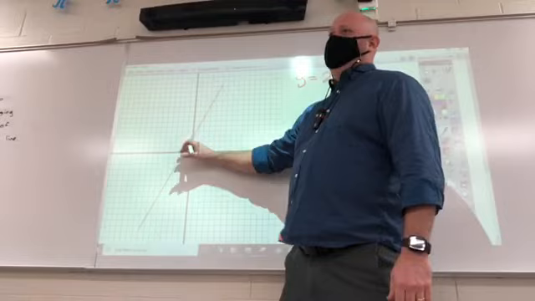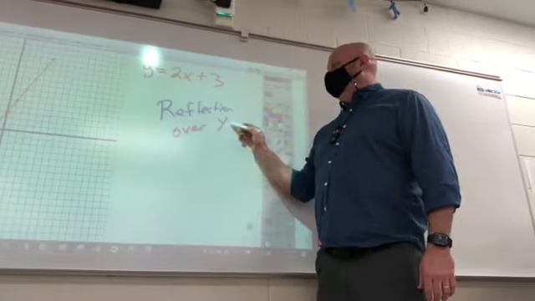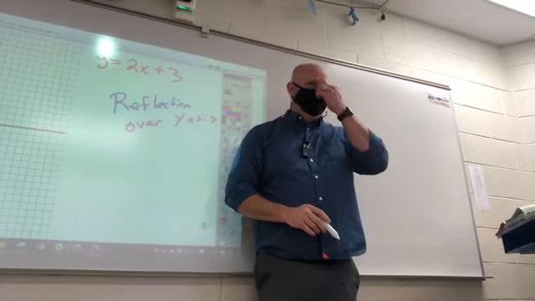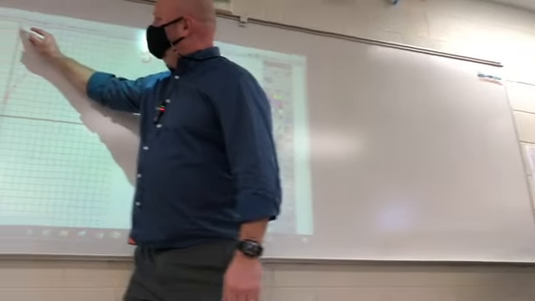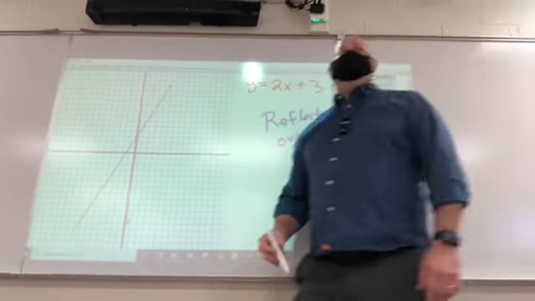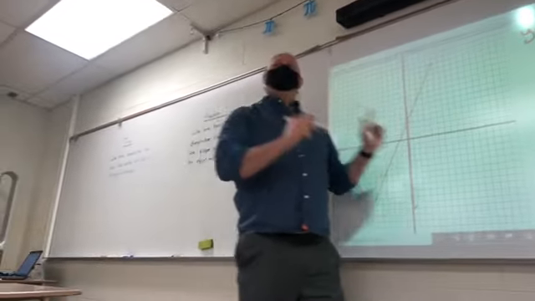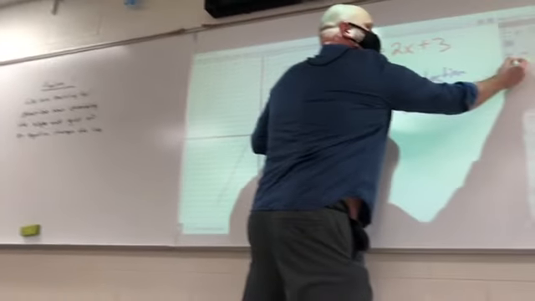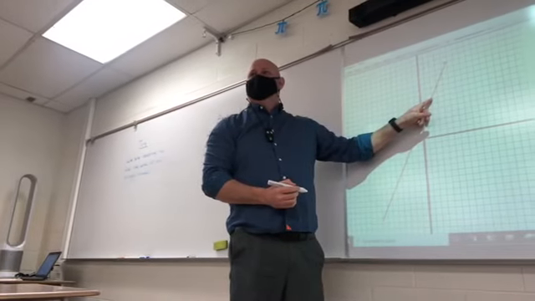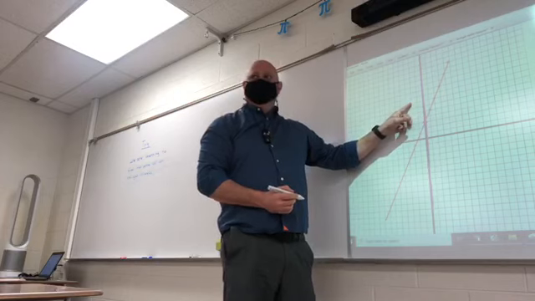So in this case, we're going to talk reflection over the y-axis. So that means this is our mirror. Now, if that's our mirror, what's going to happen to every single point? So this point right here, where is this point going to move to? The other side of the mirror.